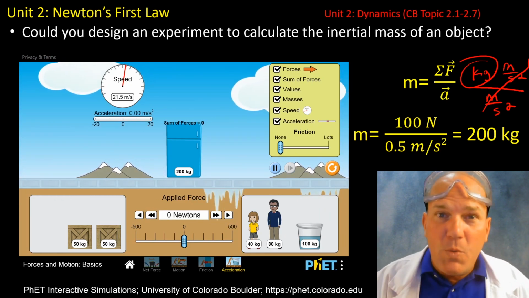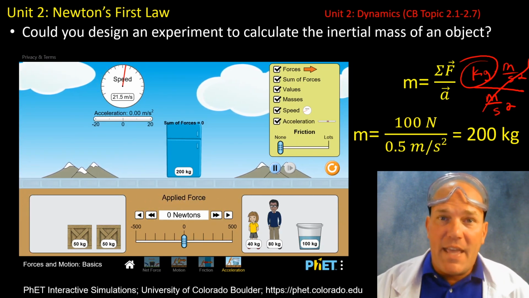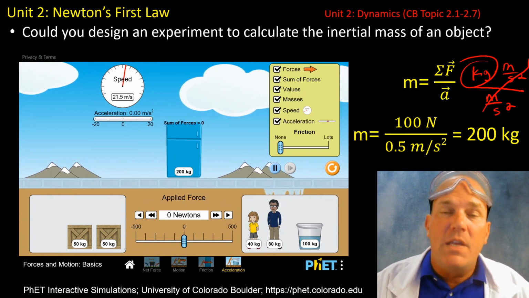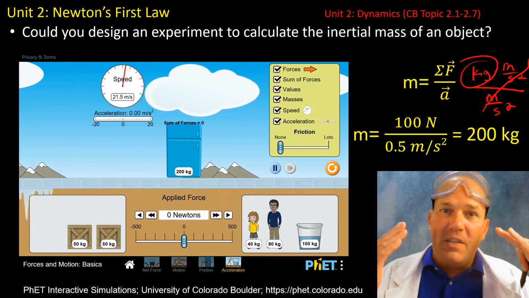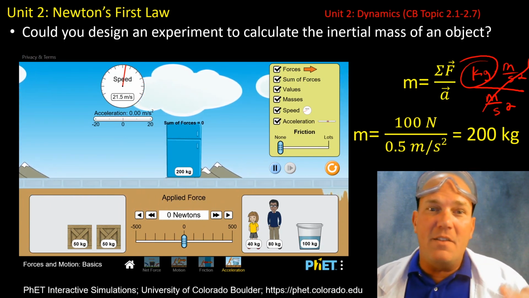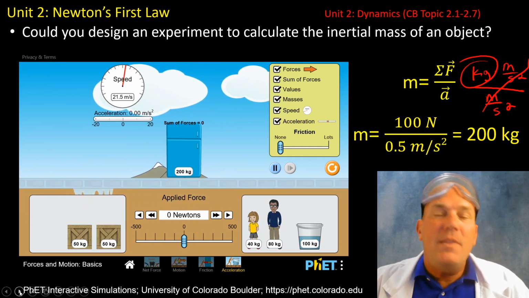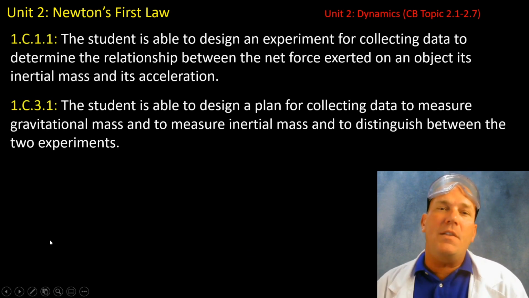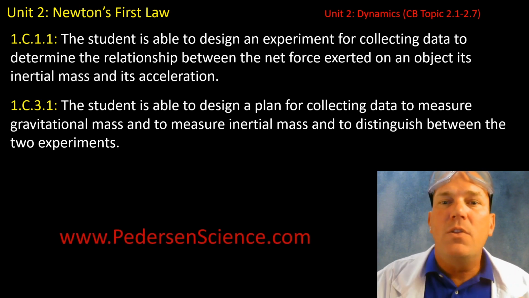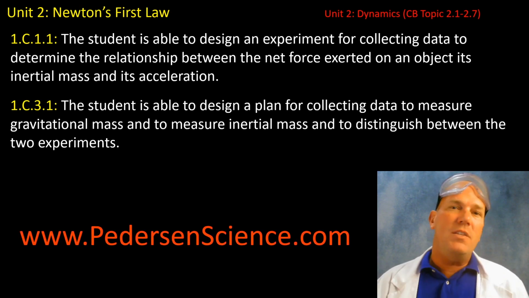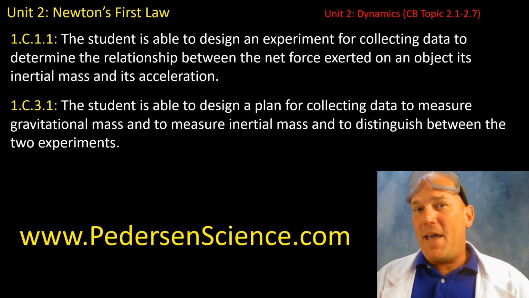It will keep doing this until it is acted upon by a net external force, because this object has inertia and therefore has a resistance to a change in its state of motion. Okay? All right, guys. So, wrapping this up, in this video, we've talked about inertial mass, we've talked about inertia, we've talked about Newton's first law, and the relationship between a net external force and an object's mass and its acceleration.